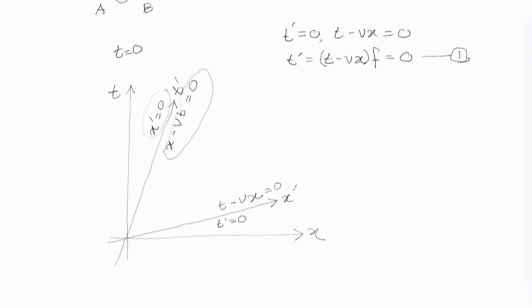Similarly, when x bar equals 0, we want x minus Vt also to be equal to 0. In other words, we want x bar equals 0 and x minus Vt equals 0 to be the same line. Once again, this can also vary by a factor. Let's call that factor g. So x bar equals x minus Vt times g. This is equation 2.